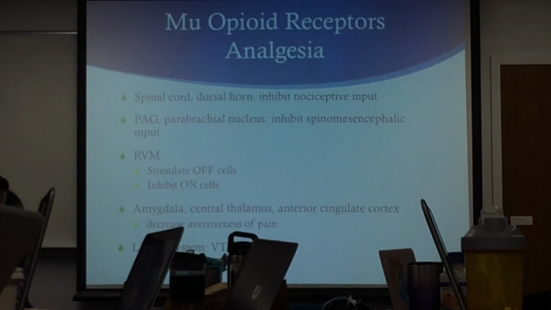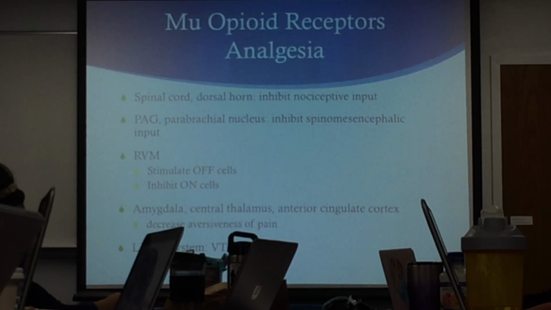So as I mentioned, the neuroanatomy and where the opioid receptors are located is critical to understanding why they're so effective. So they are in the dorsal horn of the spinal cord, where they inhibit all incoming nociceptive input from primary sensory neurons to nociceptors. They're in really high density in the periaqueductal gray and the parabrachial nucleus. And remember, those are the key nuclei that are part of the spinomesencephalic tract. So they are probably more effective at inhibiting the affective motivational aspects of pain than anything else.